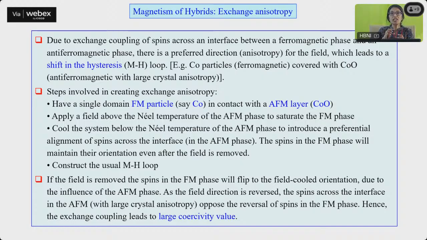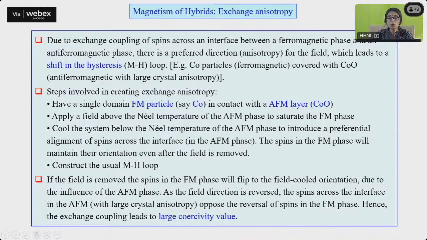So whenever you see exchange coupling, when you remember this hysteresis loop, whatever we had seen, M versus H, you will find that instead of the coercivity value becoming equal on both sides of the H value, where plus H and minus H are equal, you will see a shift in one particular direction. And the moment you see that kind of shift in experimental results, you know that this particular material is having exchange coupling. So what are the steps involved in creating exchange anisotropy?